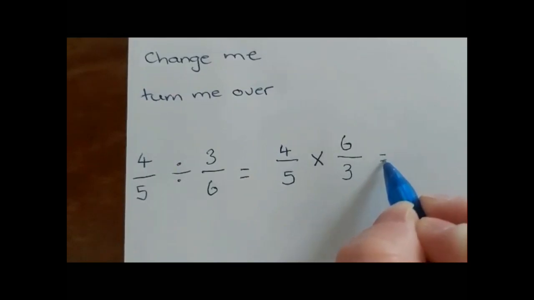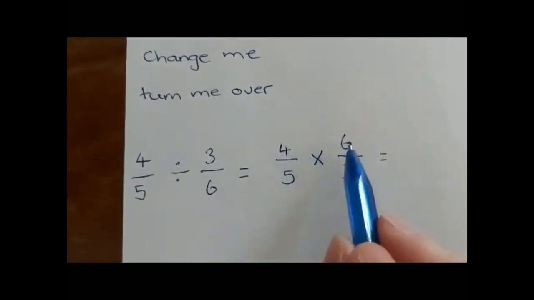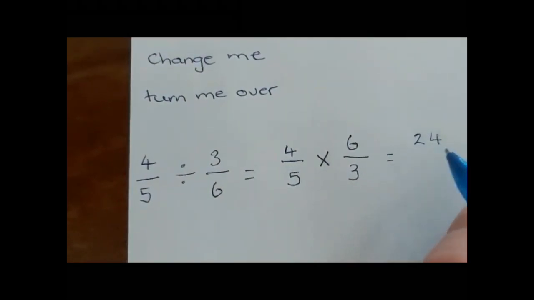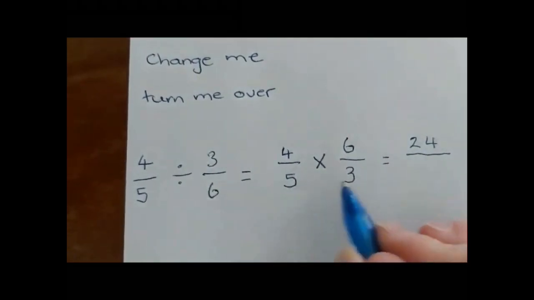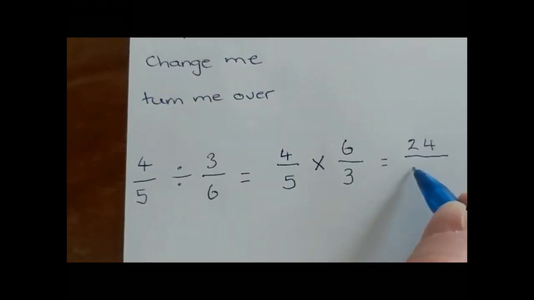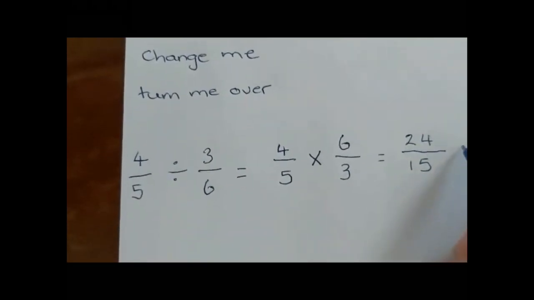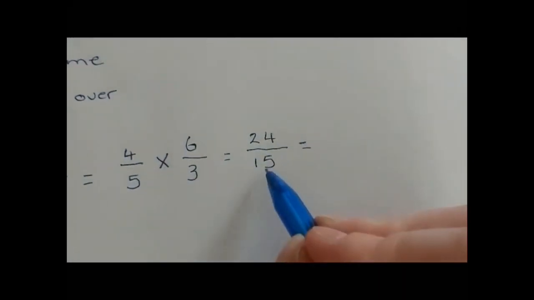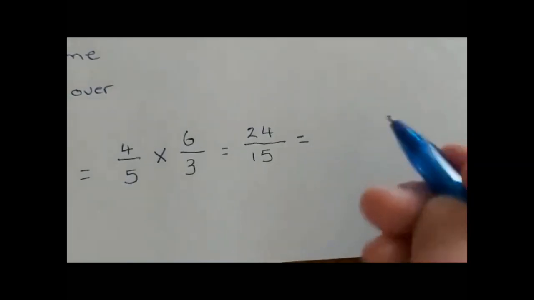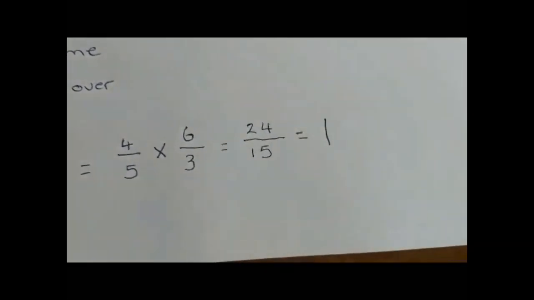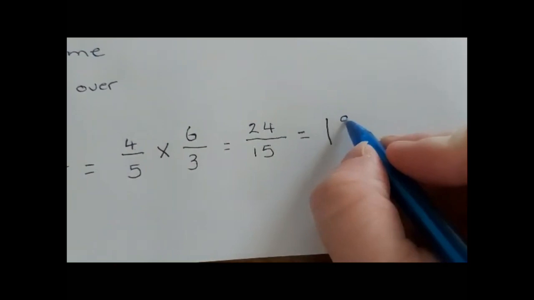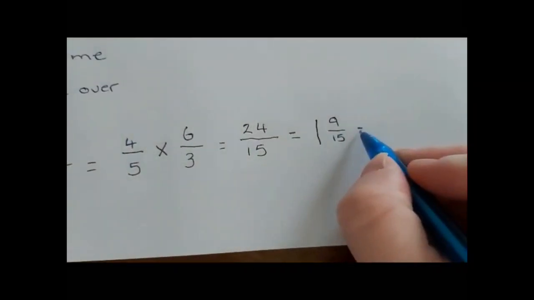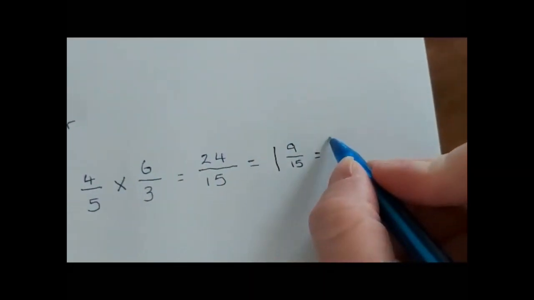Okay, now we have a fraction multiplication, so we can multiply out the numerator. 4 multiplied by 6 is 24, and then we can multiply out the denominators. 3 multiplied by 5 is 15. We have an improper fraction, so we can ask ourselves, how many 15's can I fit into 24? 1 whole one. And how many were left over? 9/15.